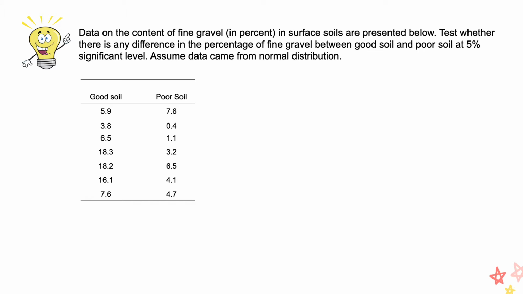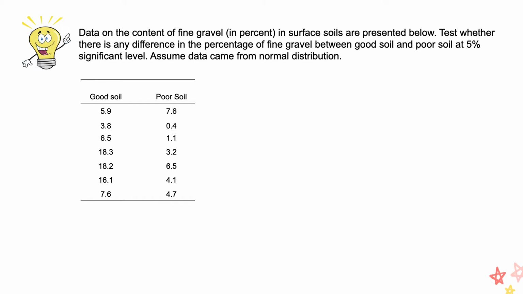Suppose we are given this problem. Data on the content of fine gravel in surface soils are presented below. Test whether there is any difference in the percentage of fine gravel between good soil and poor soil at 5% significance level. Assume the data came from normal distribution.